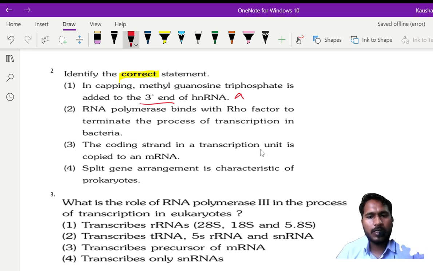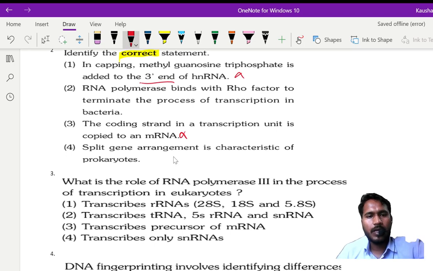The coding strand of the transcription unit is copied to an mRNA. Just now we saw it's not the correct answer. Template strand will be copied to the mRNA. Okay, I gave you that as a hint to easily solve the questions. Template strand will form the mRNA.